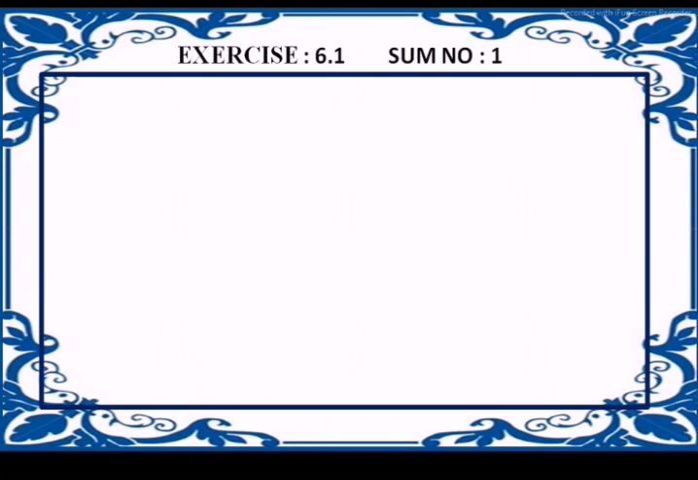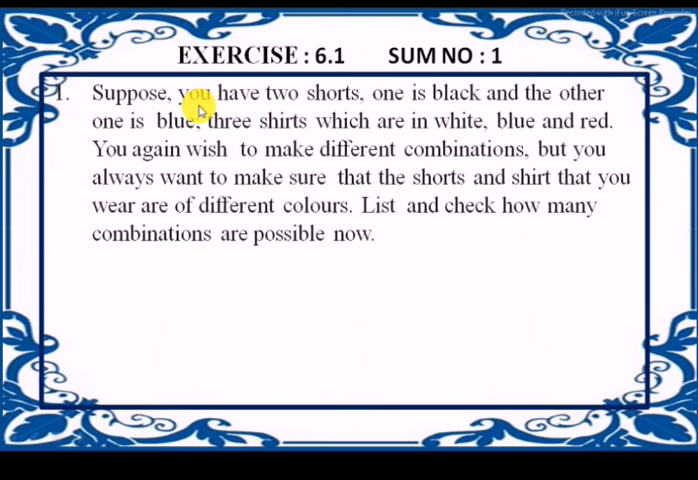I'm moving straight away into the exercise because nothing more of explanation is needed for the topic. So the first question is, suppose you have two shorts, one in black and the other one in blue. Three shirts which are in white, blue and red. You again wish to make different combinations, but you always want to make sure that the shorts and shirt that you wear are of different colors. List and check how many combinations are possible now.